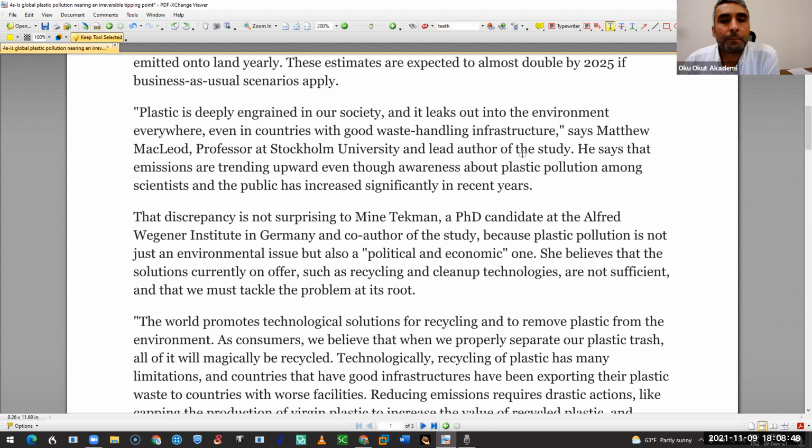Could you please take a look at this paragraph now? Plastic is deeply ingrained in our society and it leaks out into the environment everywhere, even in countries with good waste handling infrastructure. Okay, so who is Matthew MacLeod? Who is he?